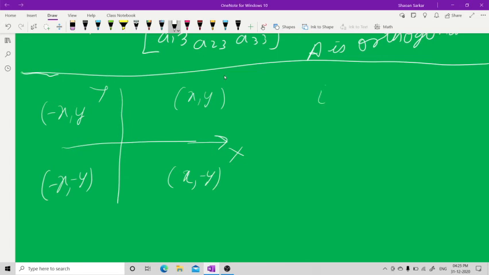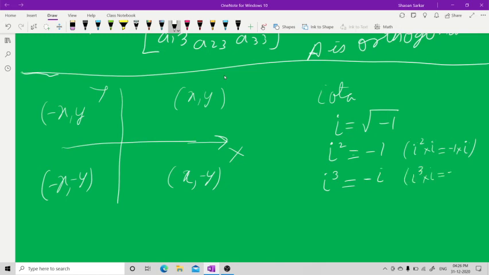Now I'll tell you something called iota. Iota is i, which has a value of root of minus 1. I don't have to go into details. Squaring both sides, i square is minus 1. i cube is multiplying both sides again by i, that is i square into i, and it's minus 1 into i. You will get i cube is minus i. Now i cube into i is equal to minus i into i again. This will be minus 1 and there is a minus, so i to the 4 is plus 1.